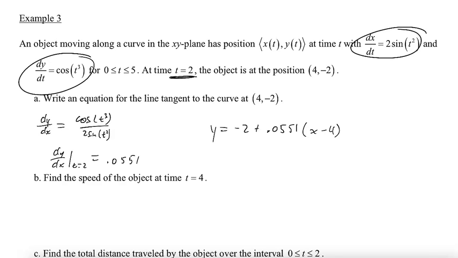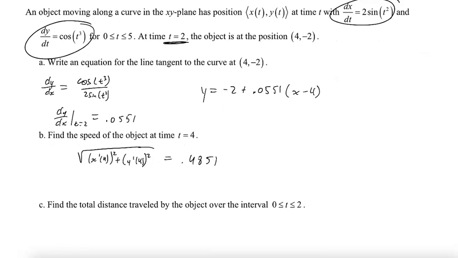Find the speed of the object at time equals 4. So I need to do the square root of x prime of 4 squared plus y prime of 4 squared, and see what that comes out as. So I have cosine of 64 squared plus y prime, so 2 sine of 4, 2 sine of 16 squared, and I'm getting 0.4851. I don't remember these numbers, so I hope this is right.